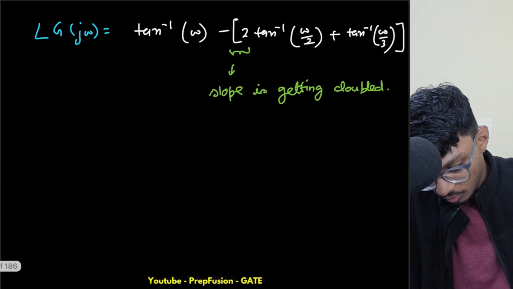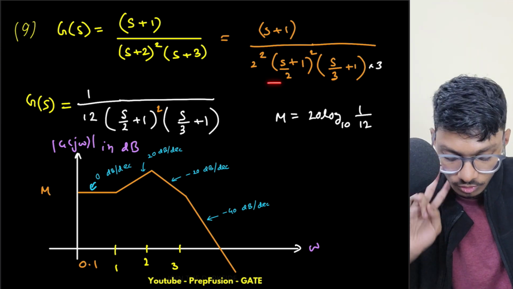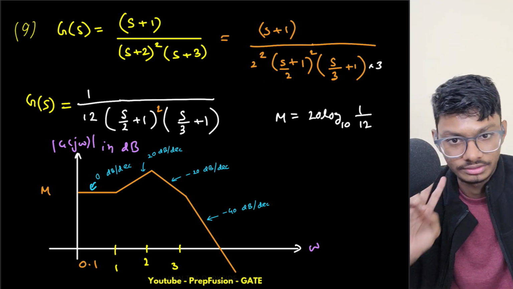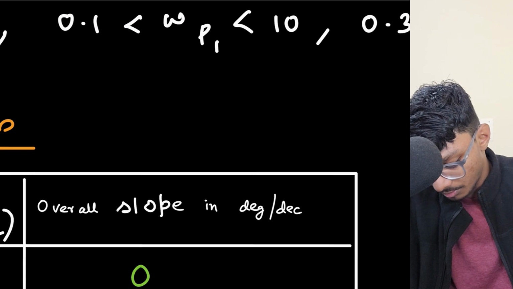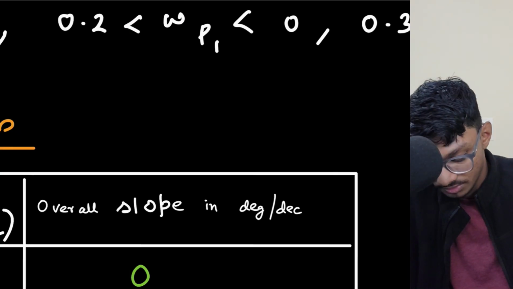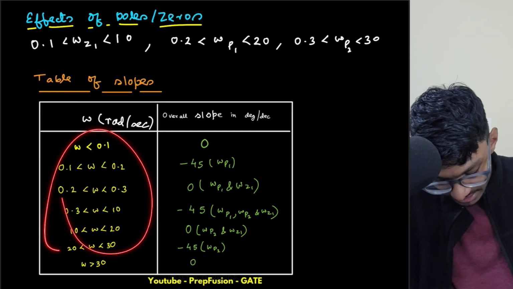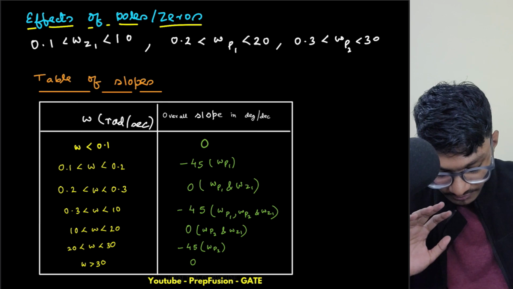And what about my poles? I have poles at 0.2 and 0.3, with effects extending from 0.2 to 20 and 0.3 to 30. I'm not talking about the exact location of the pole, but the effects of the poles and zeros. It will be 10 times before and 10 times after. Yeah, this is fine. So these ranges are fine, but these are not fine.